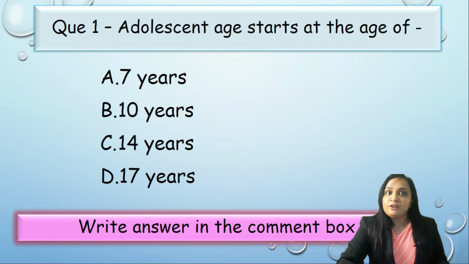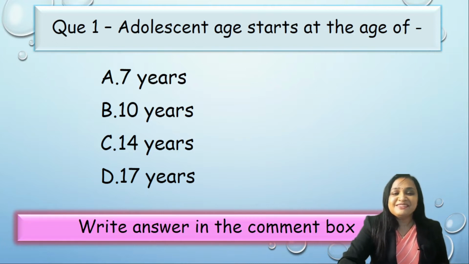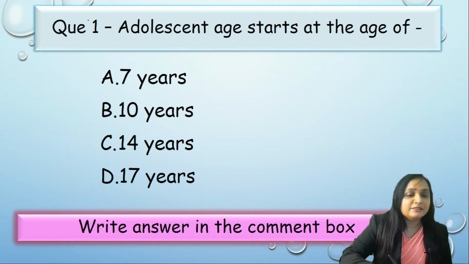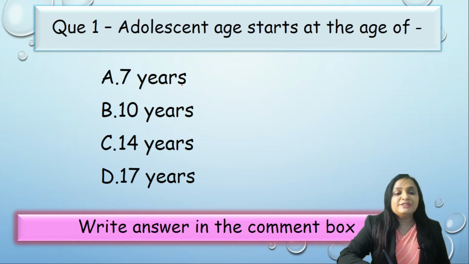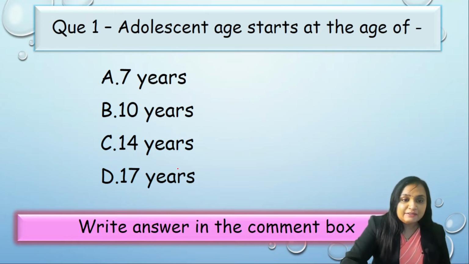So first of all, trivia time. First question: adolescent age starts at the age of, this is just revision, you all know the answer because it has been revised so many times. Your options are A, 7 years, B, 10 years, C, 14 years, or D, 17 years.